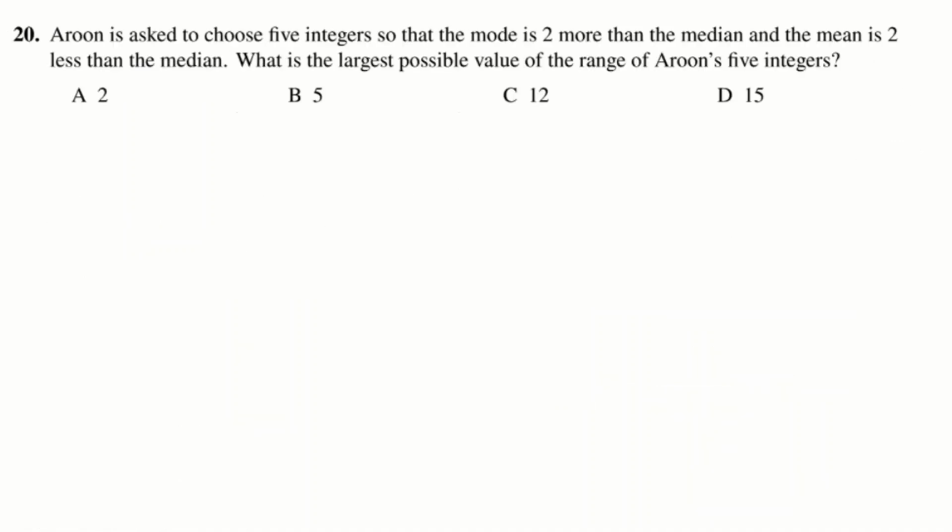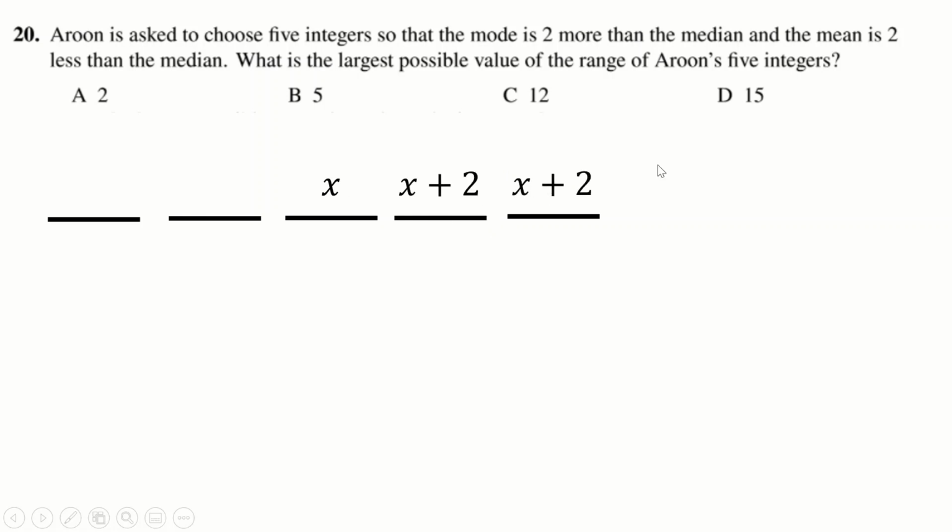Good. Question 20. Arun is asked to choose 5 integers, so let's put down 5 integers. So the mode is 2 more than the median. Okay, so let's call the median x, and now we must therefore call the mode 2 plus x, because it's 2 more. But if these are in order, the mode must be over here, and it must also appear twice, because it's the mode. So we'll say x plus 2, x plus 2.